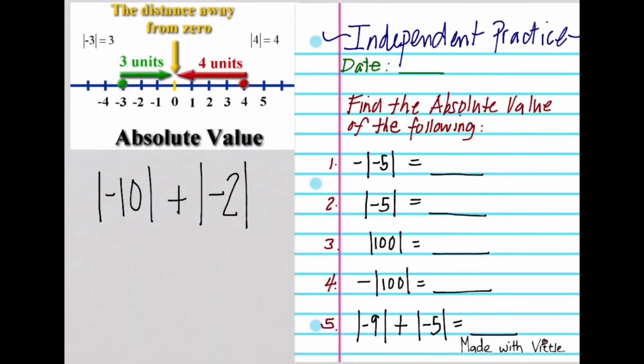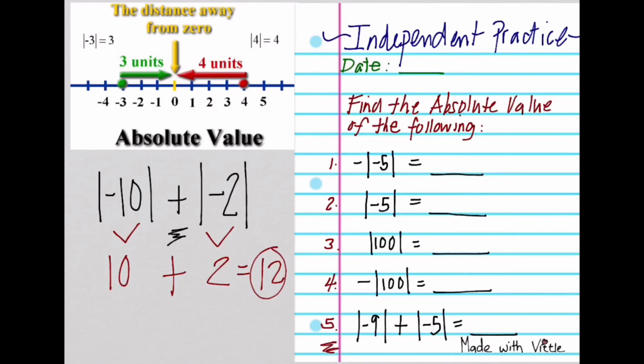Now, when you're prompted with adding the absolute values, therefore you have to find the absolute value of each number first. Then you have to add them next. So the absolute value of a negative 10 is 10 spaces away from zero. The absolute value of a negative 2 is 2 spaces away from zero. Then add their absolute values. Therefore, it's going to be positive 12. Okay? So you're going to know what to do on item number 5 on your independent practice.